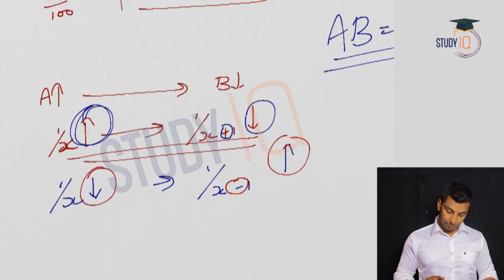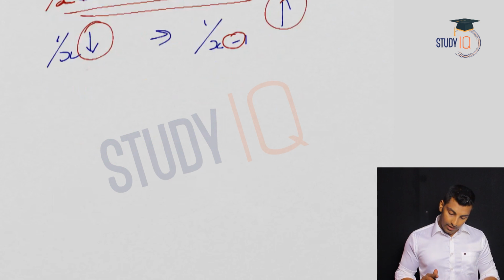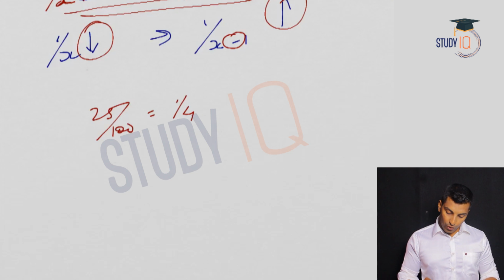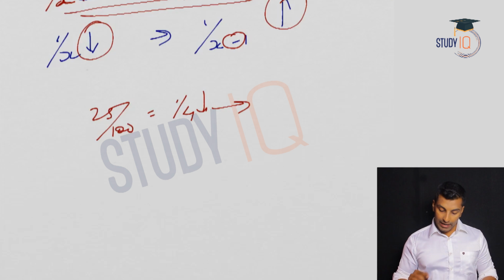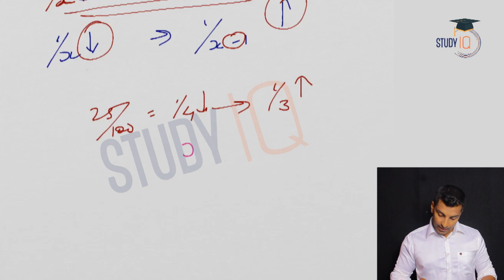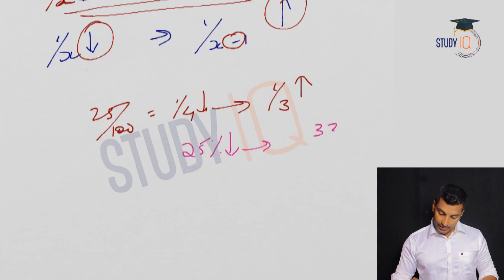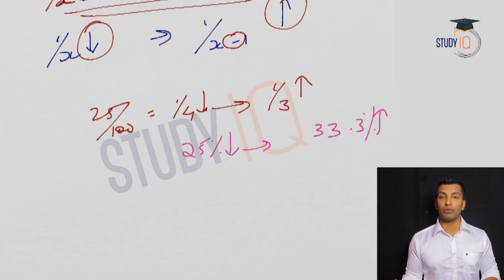So what if 25% decrease? I will write it as 25 by 100, right? 25 by 100 means 1 by 4 decrease. That will lead to, as per our formula, how much increase? 1 by x minus 1. So 1 by 3 increase. So 25% decrease will lead to 1 by 3 increase, which means 33.3% increase. So this is how you'll get questions.